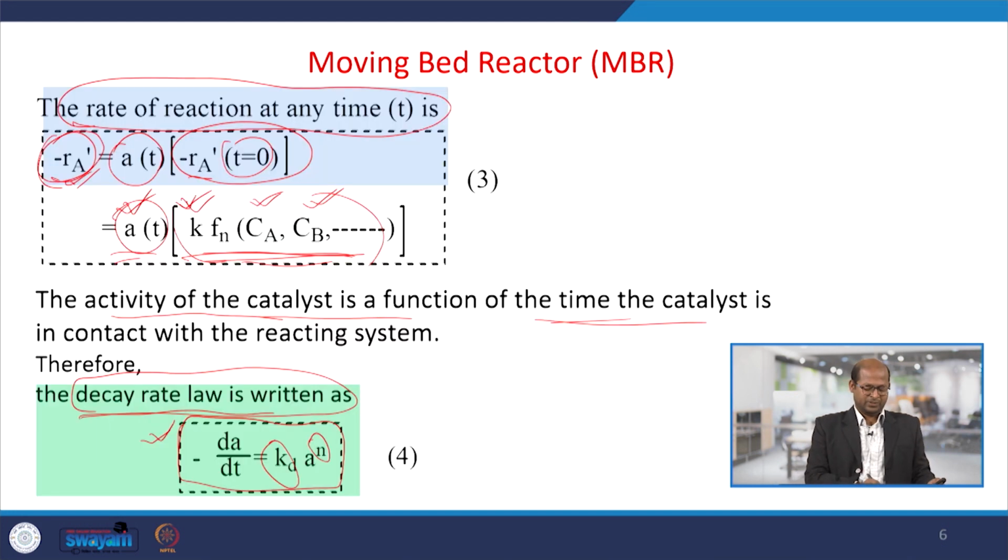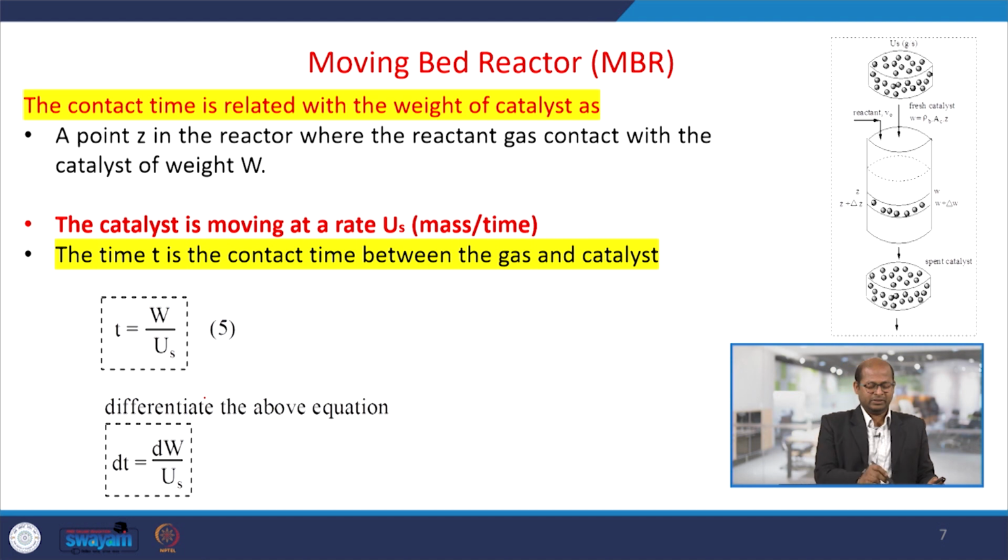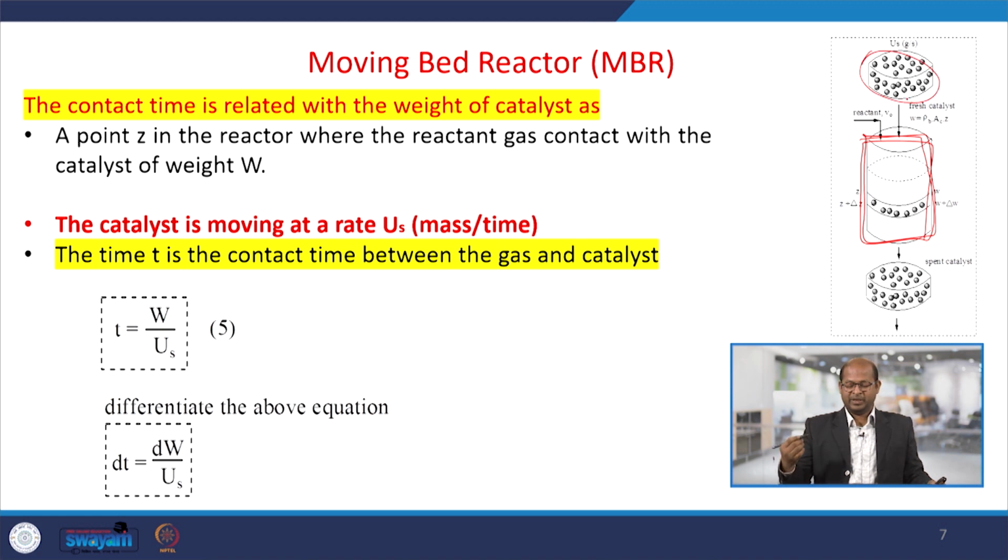Now this equation we have to simplify, and we will discuss how to do that. See here, the catalyst bed is moving inside the reactor. If it moves with a particular velocity, then how long the catalyst remains inside the reactor, or how much time it spends there for the reactions? Reactants are also entering and leaving the reactor, and the catalyst in the form of a bed is also moving and leaving the reactor.